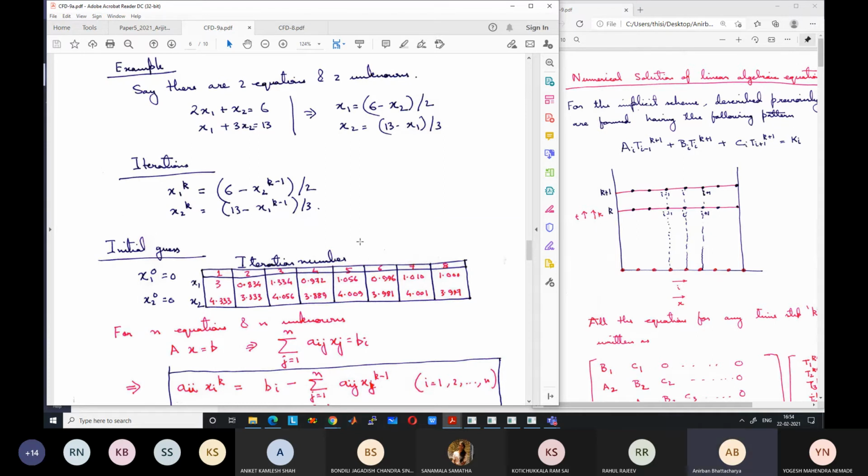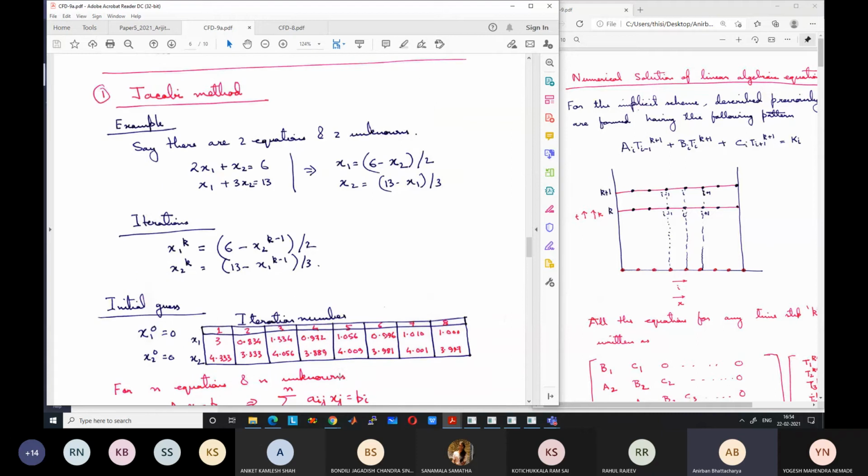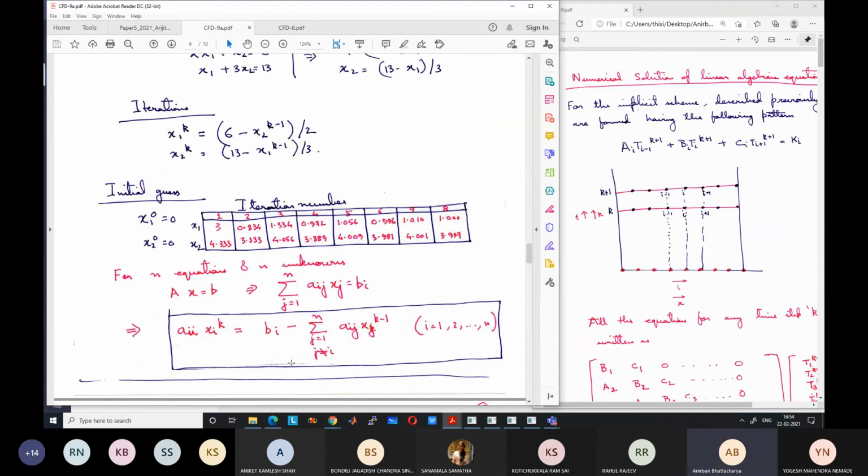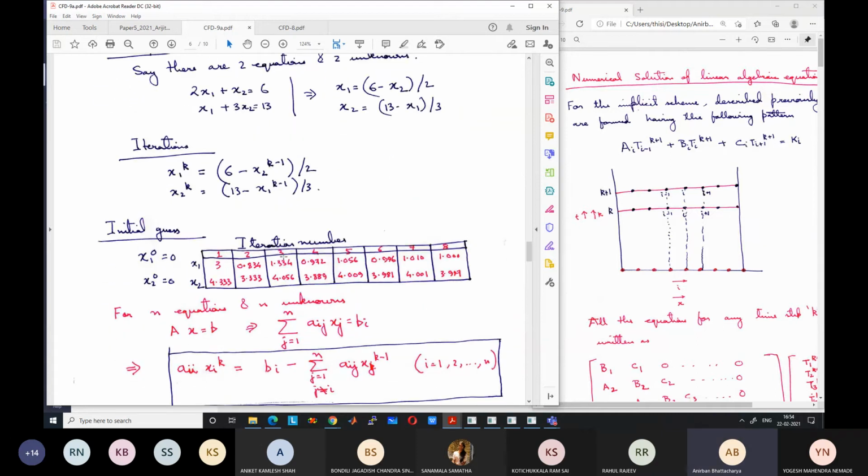So this method of iteration is known as the Jacobi method. Any questions on this? You can see that the iteration is very slow. We are slowly going towards the correct solution in this method. And if my convergence criteria was 10 to the power minus 6, we will need a large number of iterations to go towards the correct solution.